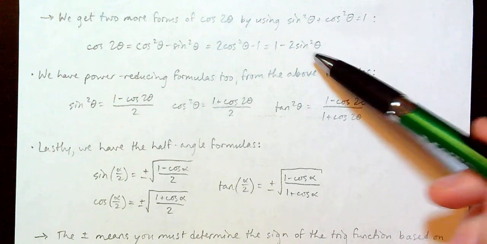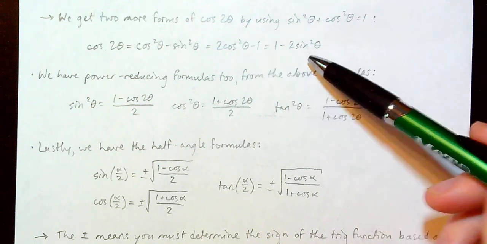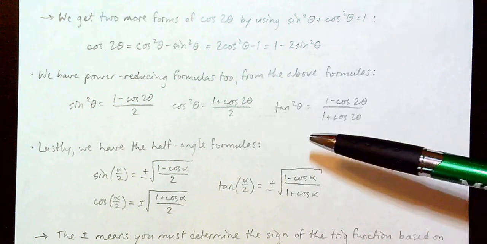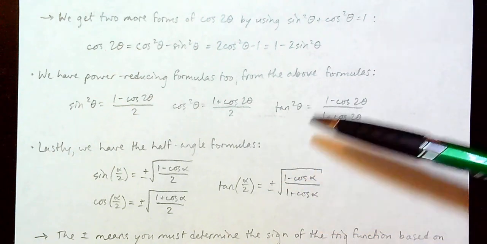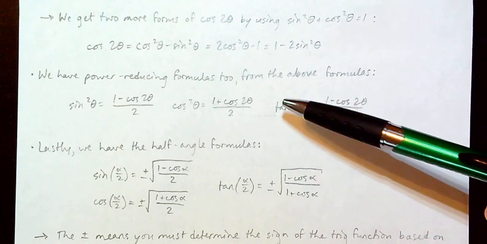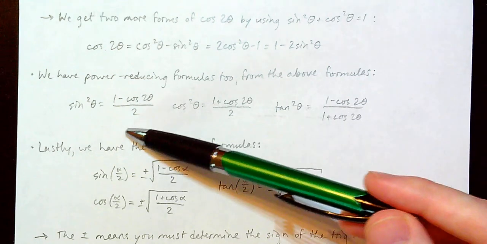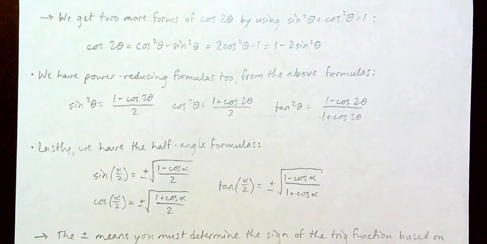And it's actually these alternate forms that we use to come up with our 3 power reduction formulas. Sine squared theta is 1 minus cosine of 2 theta all over 2. Cosine squared theta is 1 plus cosine of 2 theta all over 2. And tan squared theta is 1 minus cosine 2 theta divided by 1 plus cosine of 2 theta.